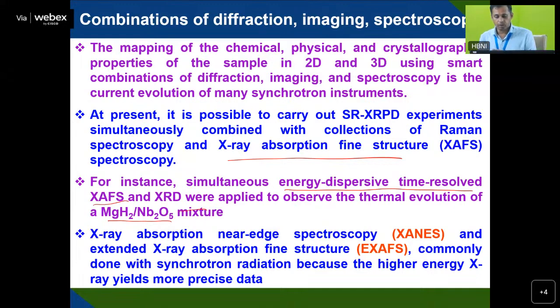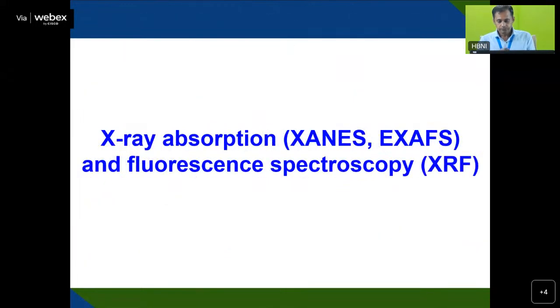So the one technique mostly used in addition to synchrotron XRD is X-ray absorption fine structure. The subunits of that are X-ray absorption near edge spectroscopy, XANES, and extended X-ray absorption fine structure, EXAFS, commonly done with synchrotron X-ray radiation because the high energy X-ray yield gives more precise data. So in addition to the synchrotron XRD data, you are able to get absorption spectroscopy data.